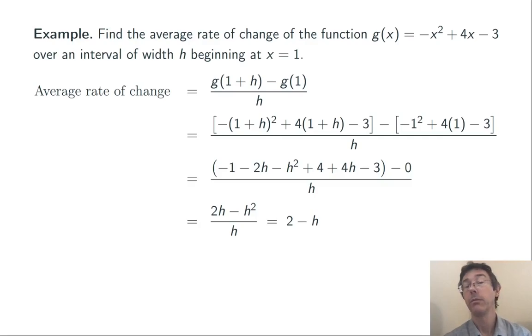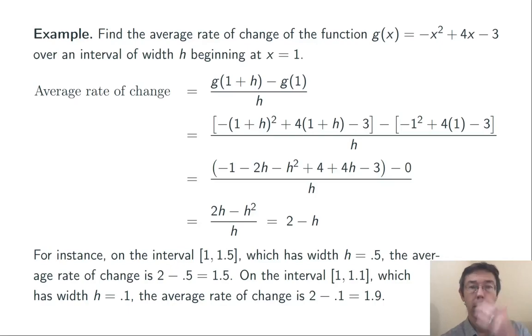This can be very convenient because now we can just plug in different values of h here at the end. For instance, if we want an interval of width h equals 0.5, so the interval goes from 1 to 1.5, we get 2 minus 0.5, or 1.5 for our average rate of change. If we use h equals 0.1, so the interval goes from 1 to 1.1, then the average rate of change is 2 minus 0.1, or 1.9. So we can do the average rate of change over the interval 1, 1 plus h for any value of h very easily now.